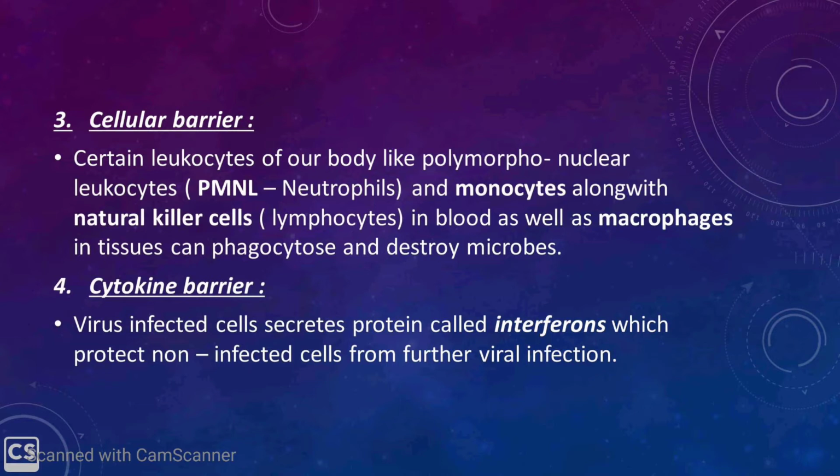Next is cytokine barriers. Virus infected cells secrete proteins known as interferons, which protect non-infected cells from further viral infection. So, these are the barriers which are the lines of defense in our body, which are covered under the topic innate immunity. Now, the next is acquired immunity.